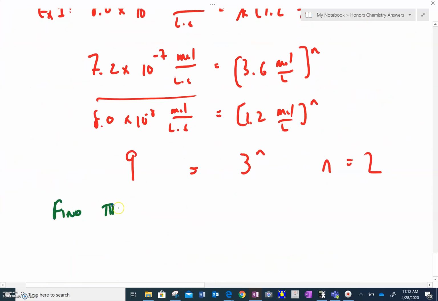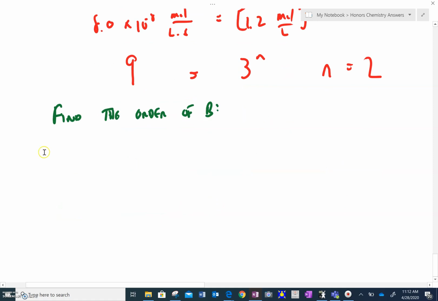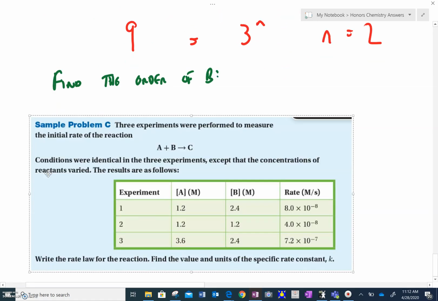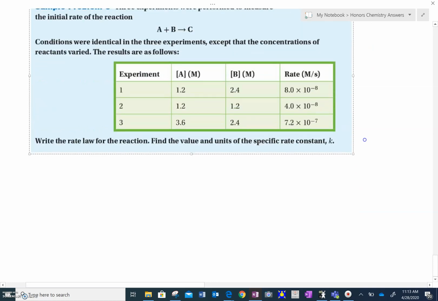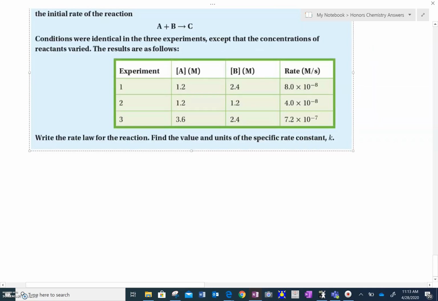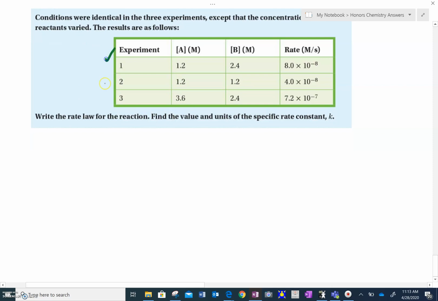Find the order of B. And what I'm going to do is paste this reaction in here again so I don't have to keep looking at it. All right, we're going to pick 2 experiments. This time we're trying to find B. And so we want to find an experiment that changes B and leaves A the same. Well, you can see that in experiments 1 and 2, A stays the same, but B changes. So we're going to pick experiments 1 and 2.